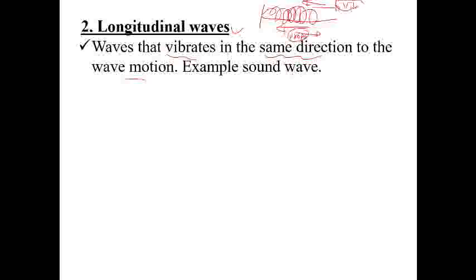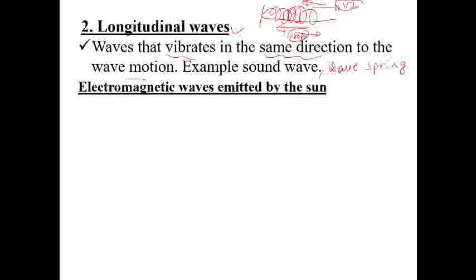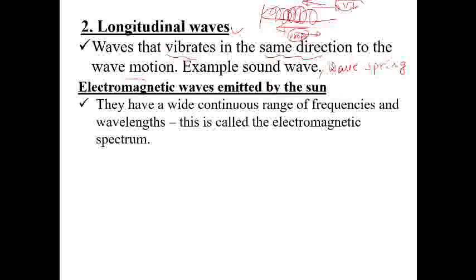Here we expressed the sound wave. We can also add the wave on a spring. These are some examples of longitudinal waves. And electromagnetic waves emitted by the sun: there are 7 electromagnetic waves emitted by the sun. They have what? A wide continuous range of frequency.